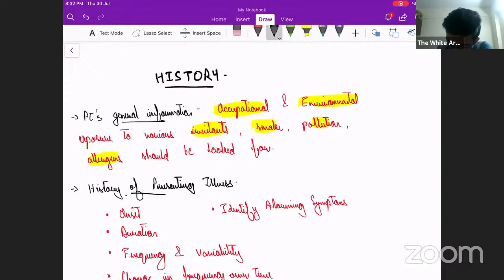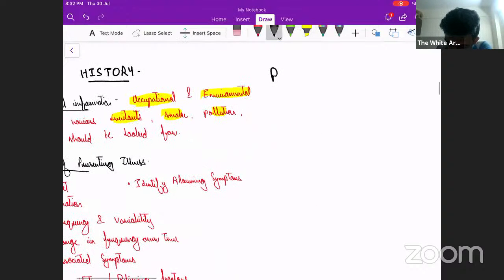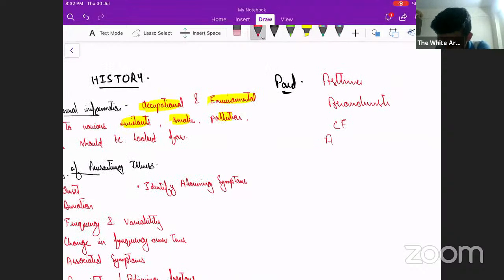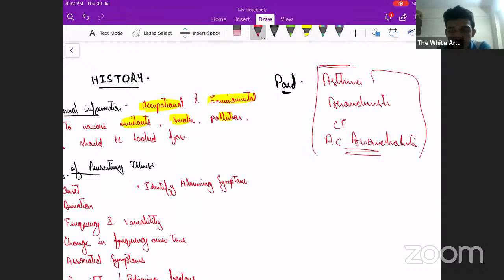Then again, depending on age, pediatric age group, what all becomes important? Pediatric age group, what all can you think of? Pneumonia or recurrent pneumonia secondary to some airway pathology, congenital abnormality we can think of when it comes to pediatrics, or asthma, or bronchiectasis and its associated syndromes. Then cystic fibrosis, and acute bronchiolitis. All these things have more predominance in kids. So these are the things which you can think of if it's a pediatric age group.